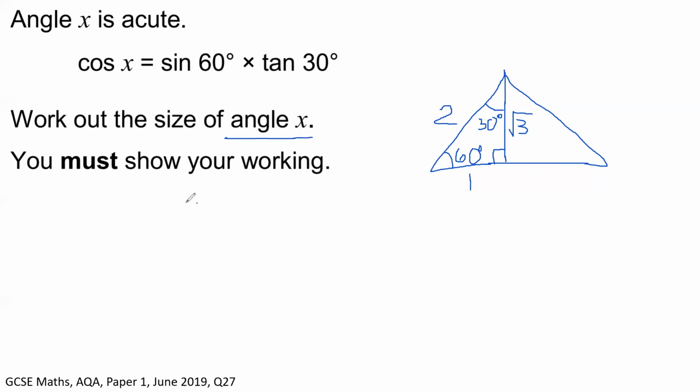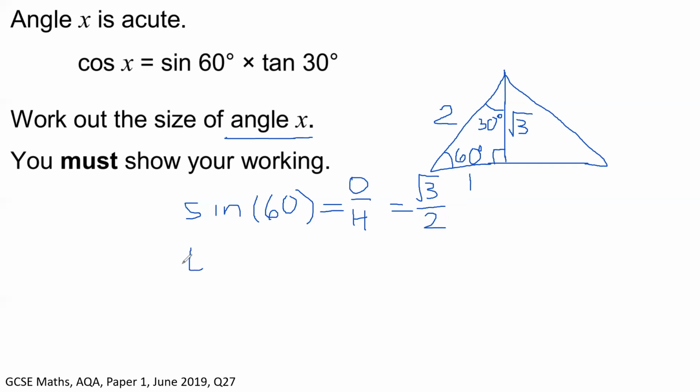So now we can get back to working out sine of 60. So sine of 60 is opposite over hypotenuse. So if we look at the opposite of the angle that's 60 degrees, we get root 3. And then the hypotenuse, as we've already said, is 2. So we've got root 3 over 2.